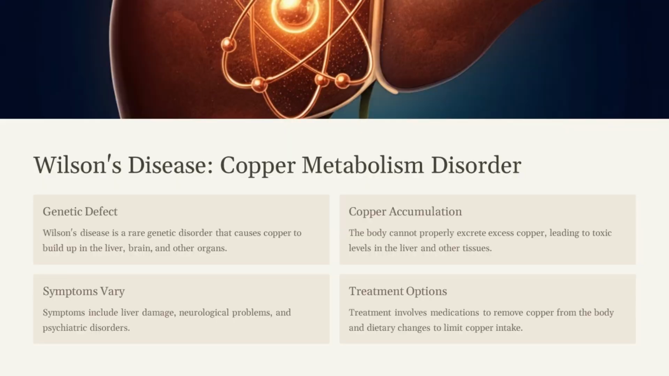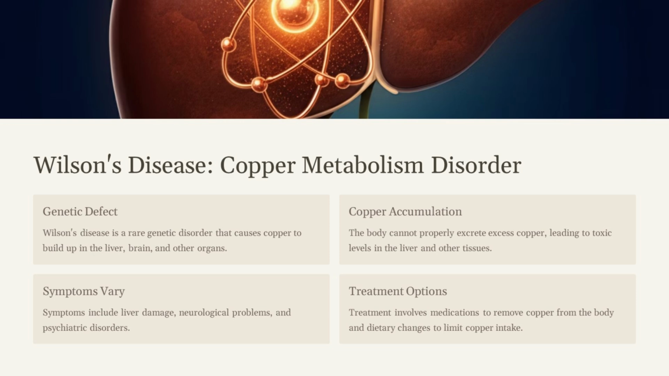Wilson's disease is a rare genetic disorder that causes copper to build up in the liver, brain, and other organs. The body cannot properly excrete excess copper, leading to toxic levels in the liver and other tissues. Symptoms can include liver damage, neurological problems, and psychiatric disorders.